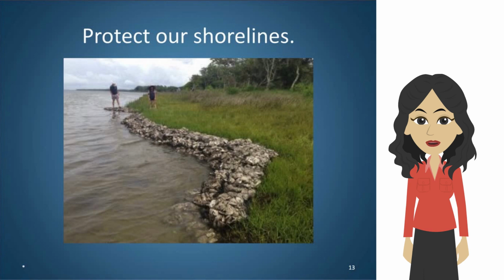Oyster reefs also help with erosion. Sometimes, when we have a heavy rain, land near the water can be washed away. In big storms like hurricanes, the water can get really high. It can cause the land to wash away. This is called erosion. Oyster reefs along the shore can help keep the land from being washed away.